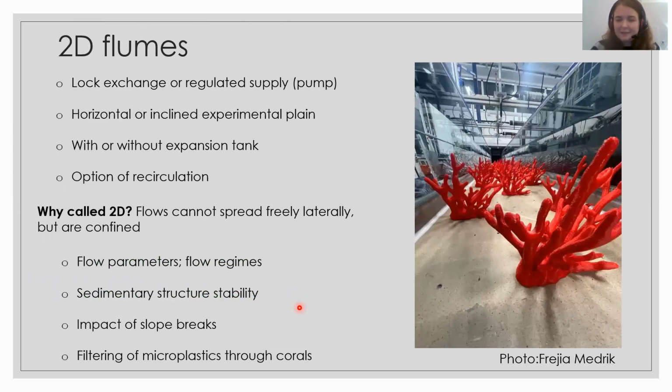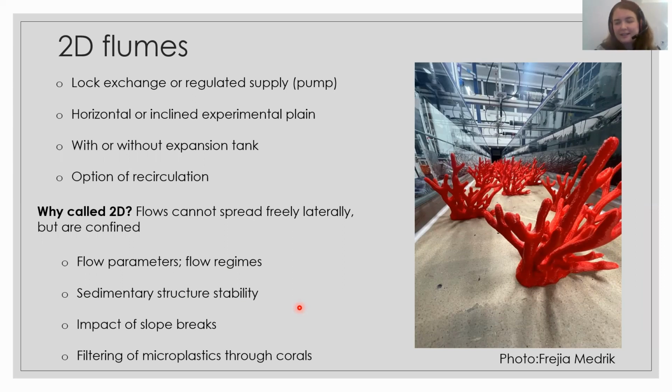Let's get to the types of flumes that we have. So basically a 2D flume, of course, is in reality also 3D, but we call them 2D flumes because the flow in the flume is always confined within the walls. There is no way for the flow to spread laterally, at least not freely. They are confined.